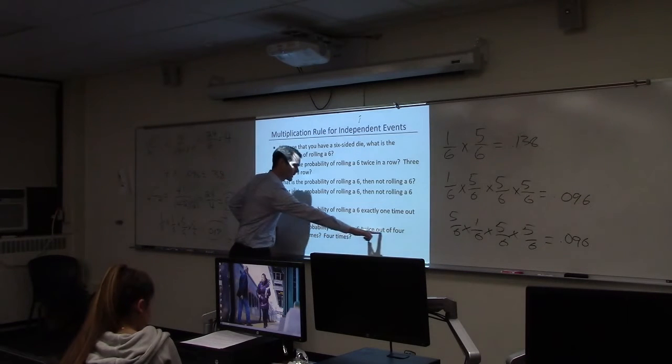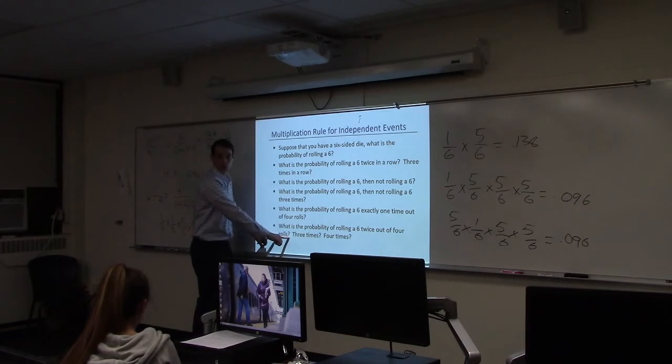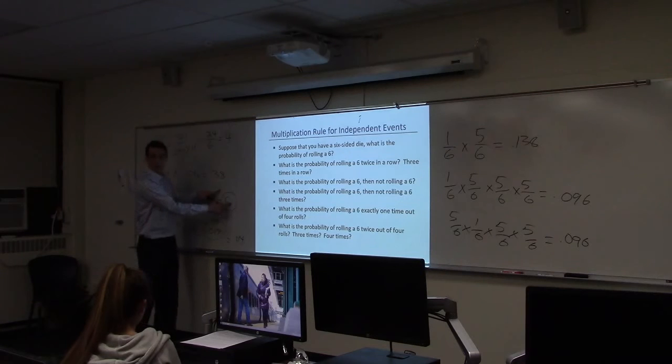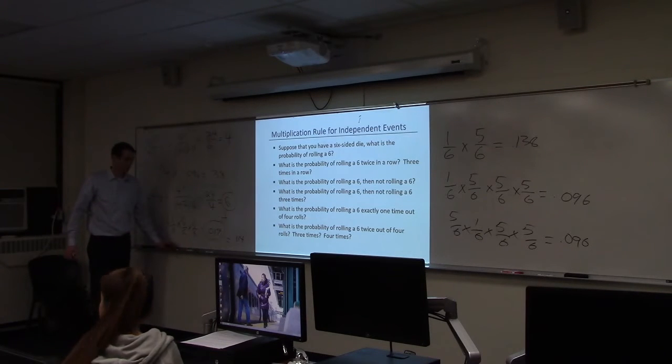What is the probability of rolling a 6 twice out of 4 rolls? Alright, so we need how many combinations? And then the probability of it happening each time comes out to. Right, so then, what about the next question, 3 times, 4 times, what's the answer for that though?